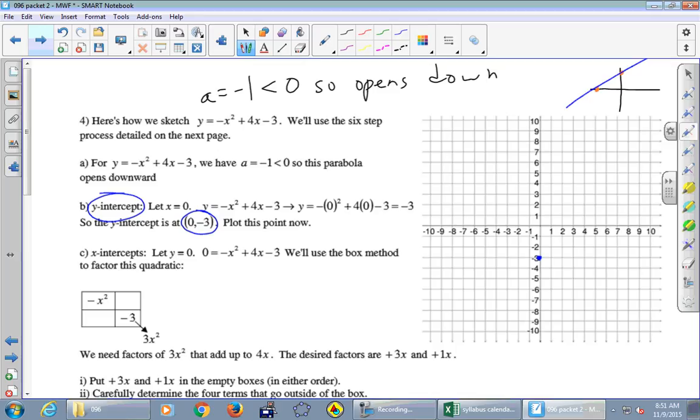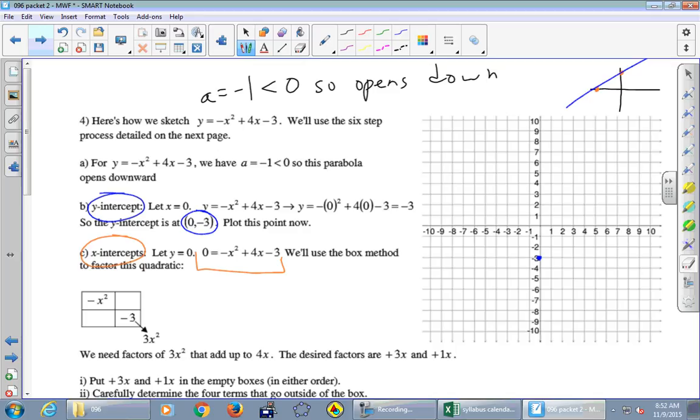Okay, next part of our process is finding the x-intercept or intercepts. There could be two. In general, how do we find the x-intercept of a line? 0 for y. It's the same exact process here. We're going to plug 0 for y. So go back to the original equation. This guy right here becomes 0. That new equation is written right down here, right? 0 equals -x² plus 4x minus 3.